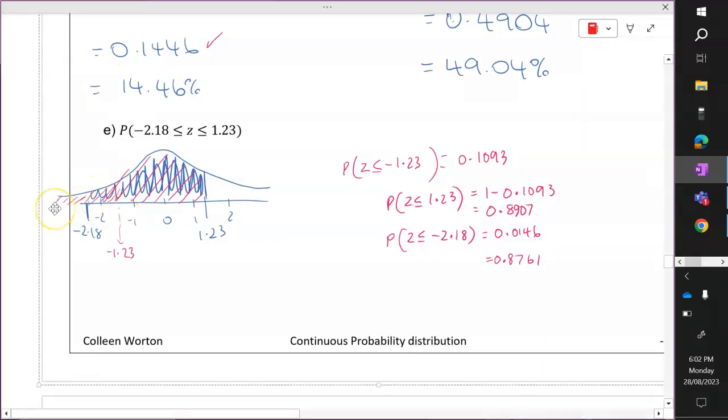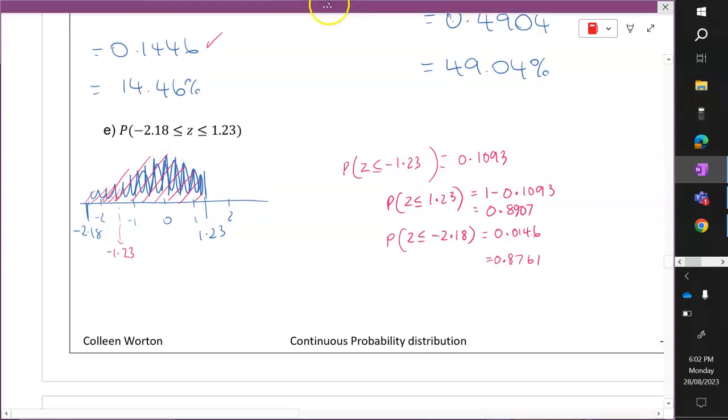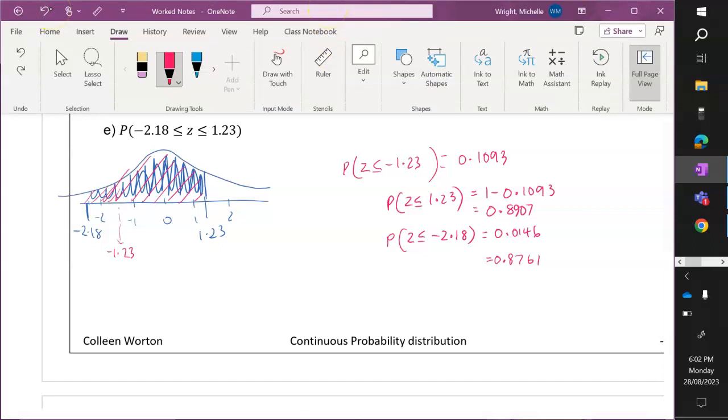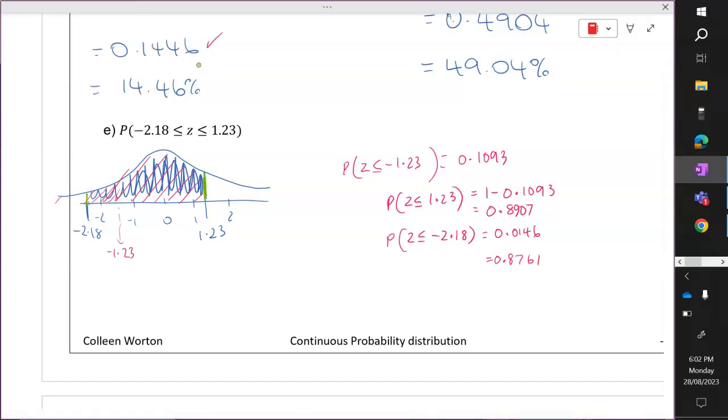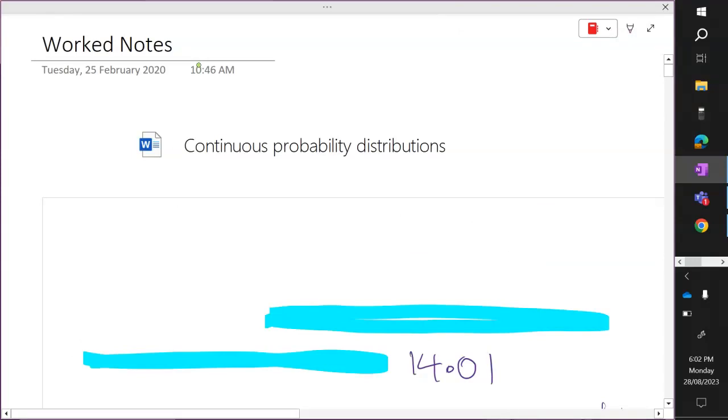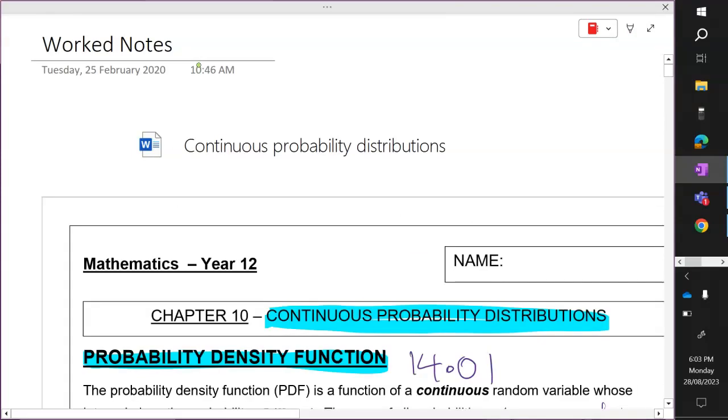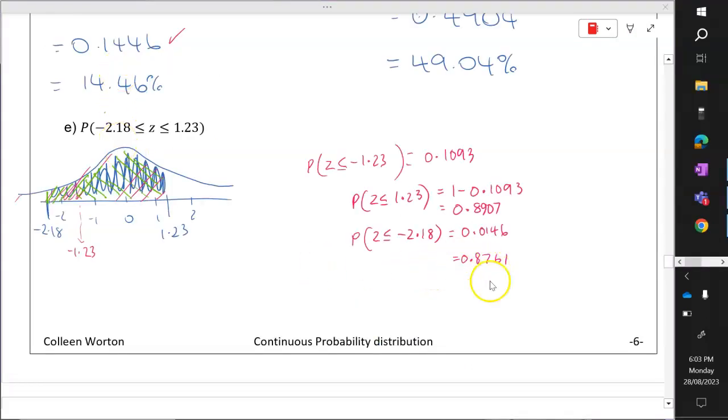So if I now take away this little end bit that I've just popped in, I'm left with the bit that I want. I'm left with that tiny little bit that I want, which is going to be, we might do the green bit, between minus 2.18 and 1.23, and I've got everything in there. And I've got an answer of 0.8761, which is 87.61%.